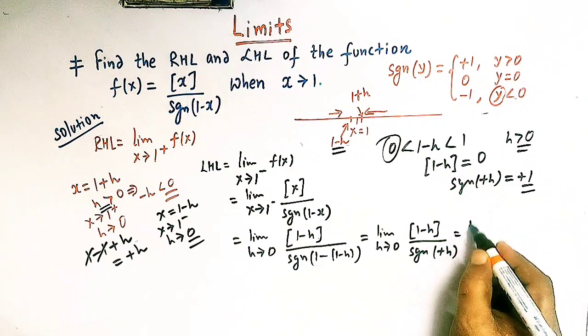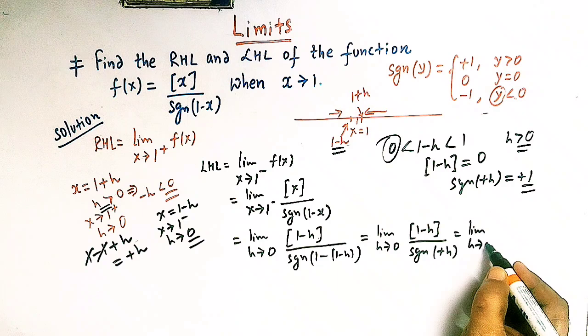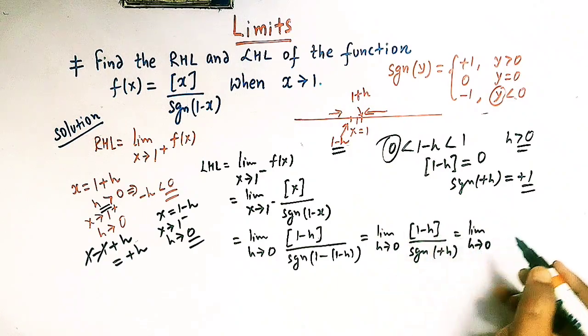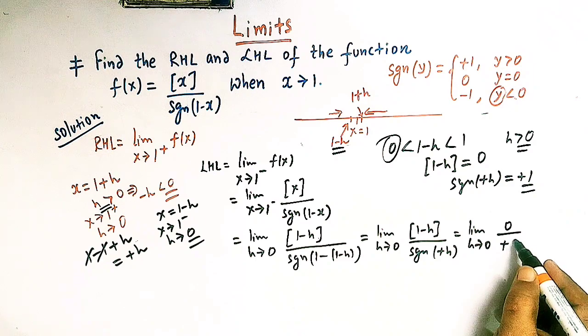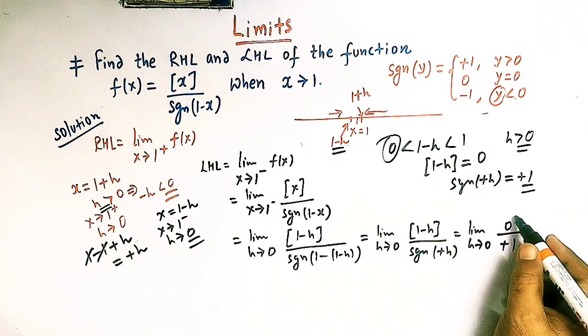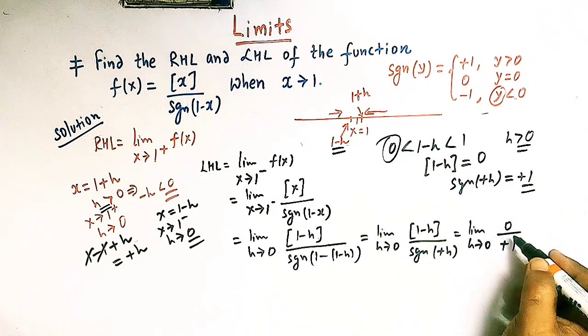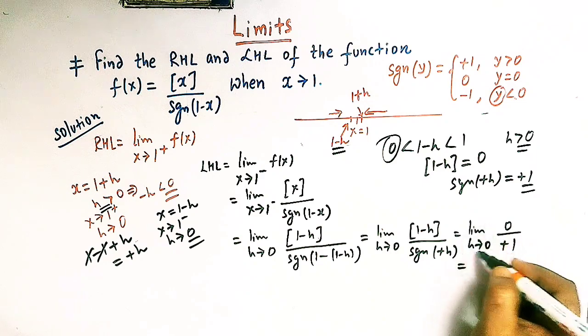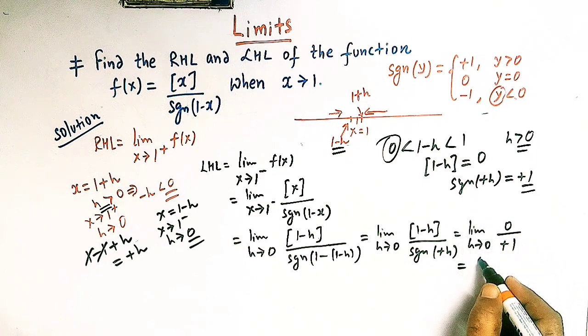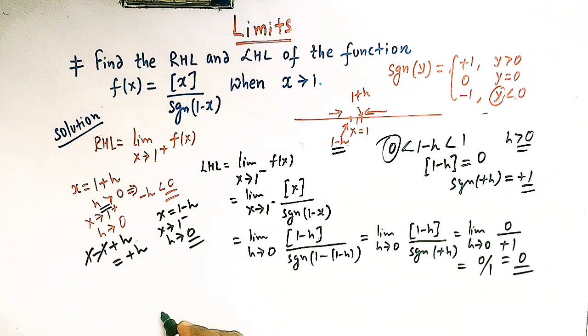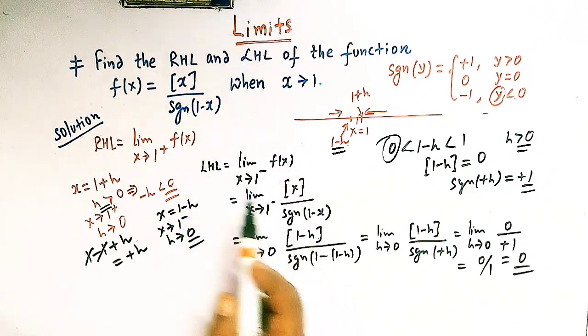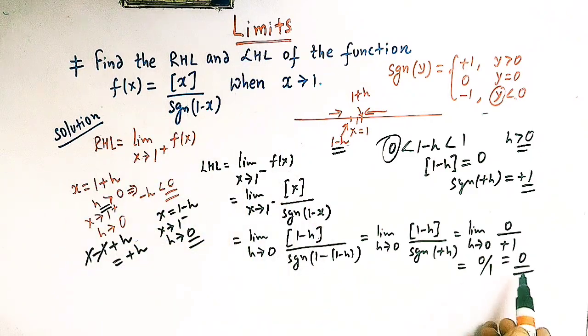So we have now limit h tends to 0, and for the greatest integer of 1 minus h we have 0, and here we have plus 1. So again this term is independent of h. We can omit the limit notation. So we have 0 over 1, that is equal to 0, right? So the left hand limit of this function is equal to 0.